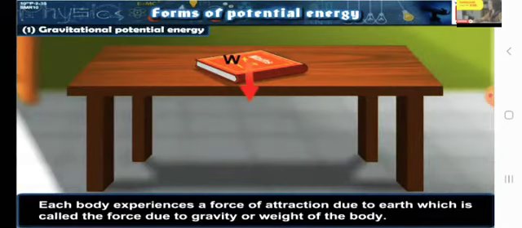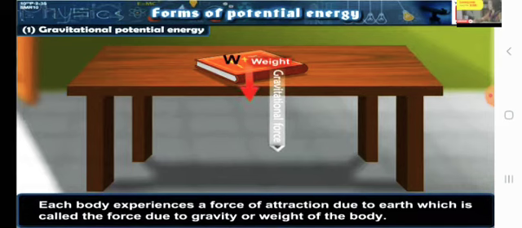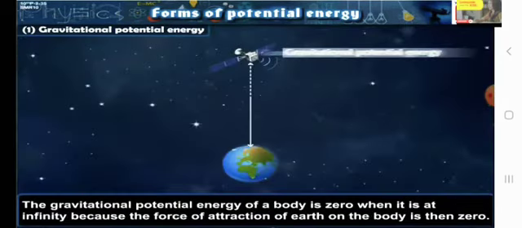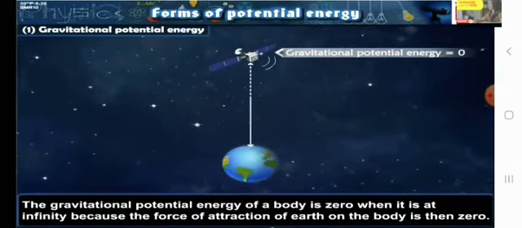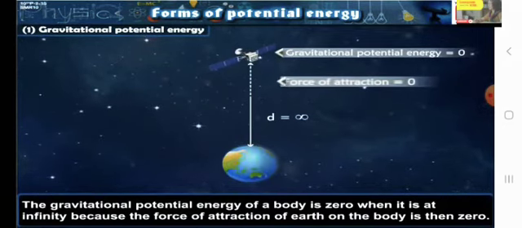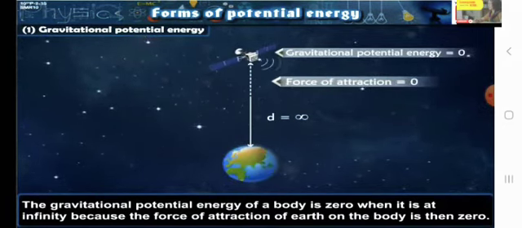1. Gravitational potential energy. Each body experiences a force of attraction due to Earth, which is called the force due to gravity or weight of the body. The potential energy possessed by a body due to the force of attraction of Earth on it is called its gravitational potential energy. The gravitational potential energy of a body is zero when it is at infinity because the force of attraction of Earth on the body is then zero.